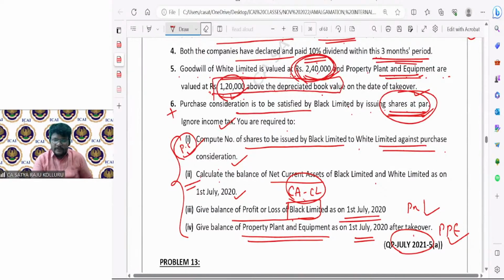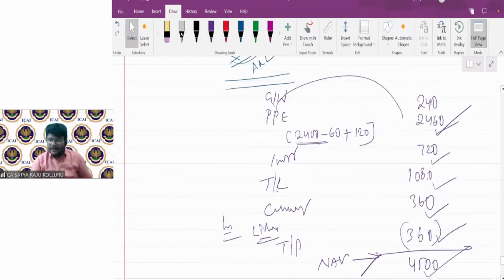Next, you can come to second sub question. Calculate the balance of net current assets of Black Limited and White Limited as on 1st July 2020. Sir, already White Limited, it is readily available.